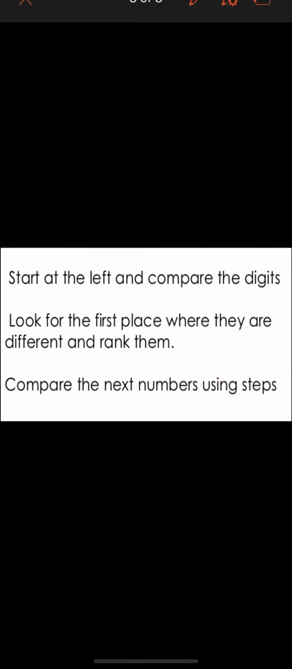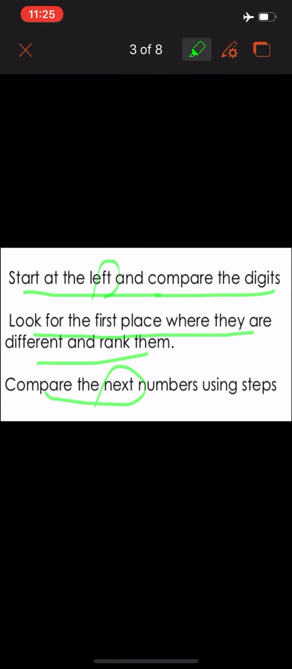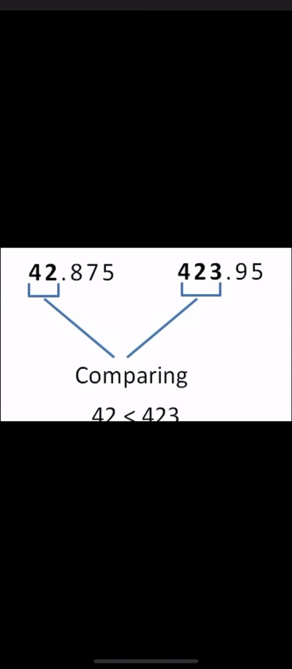Look at here. These are the steps for how to do comparing. Start at the left, as I told you, and compare the digits. We will look at the first place and see what the difference is. If we are equal, we will go to the next number. Look at this one. What do we have here?